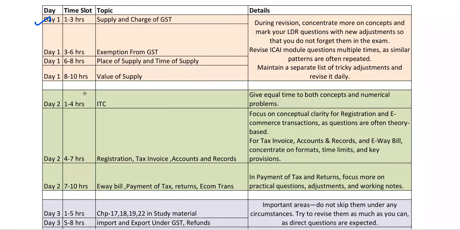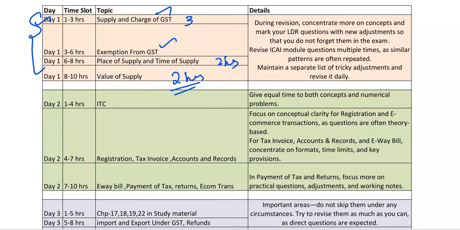Day 1, I want you to target 3 hours. The first 3 hours should be your supply and charge of GST, because this will give you the grip for GST. Once you are done with this chapter, you can slowly move on to exemption from GST, then place of supply and time of supply for 2 hours, and finally 2 hours for valuation of supply, because these chapters are going to give you the grip for the first 14 marks.